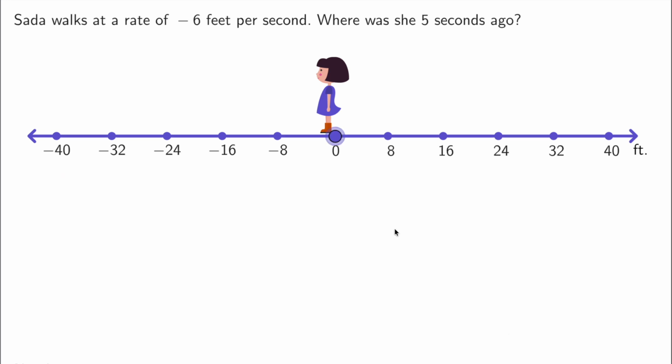Another problem for you. Sada walks at a rate of minus 6 feet per second. Where was she 5 seconds ago? So 5 seconds before, where shall I place her? She is going in a negative direction. So 5 seconds before, she should be in the positive direction. So it will be 6 5s are 30, isn't it?